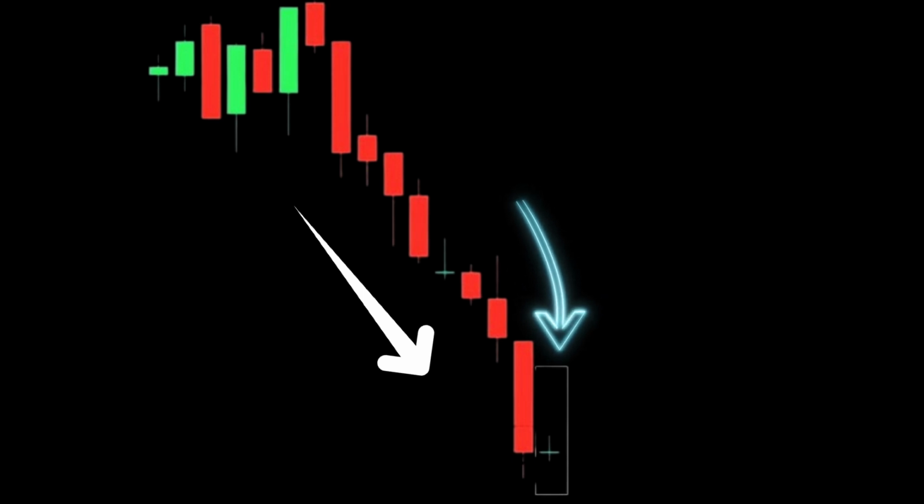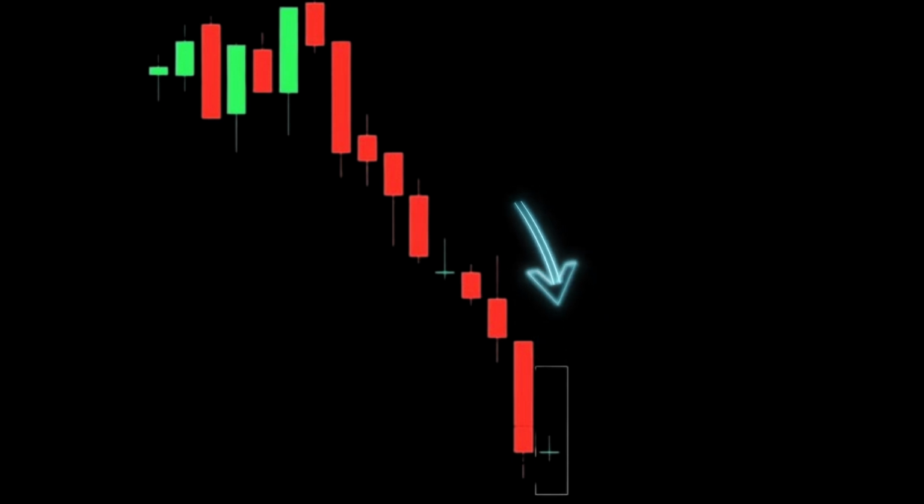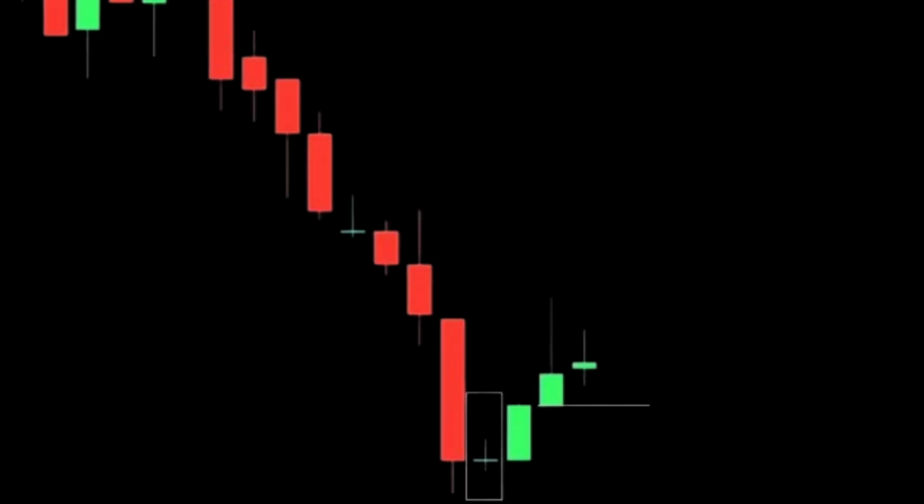We see that a doji has formed. Wait for a subsequent reversal confirmation candle. And we open the operation. Let's see another example with the doji pattern.